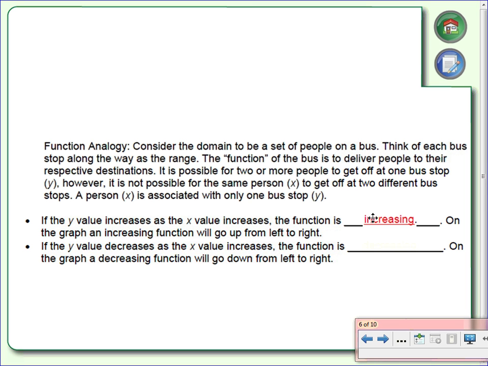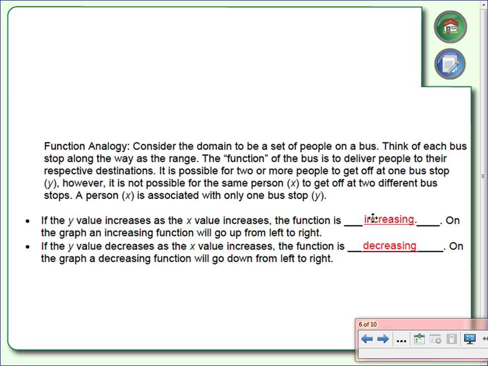Which means the next one there, if the y values decrease as the x values increase, this function is said to do what? What's the opposite of increase? Decreasing. So this time, as the x's are getting bigger, the y values are getting smaller, and if that happens, then our graph is decreasing.